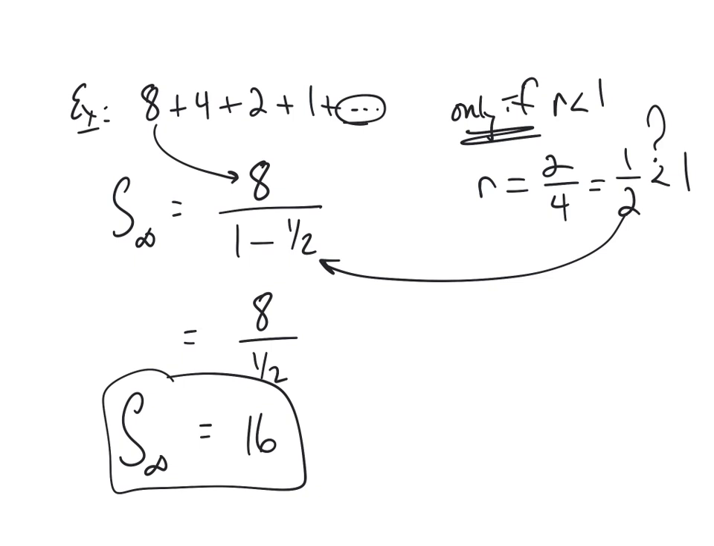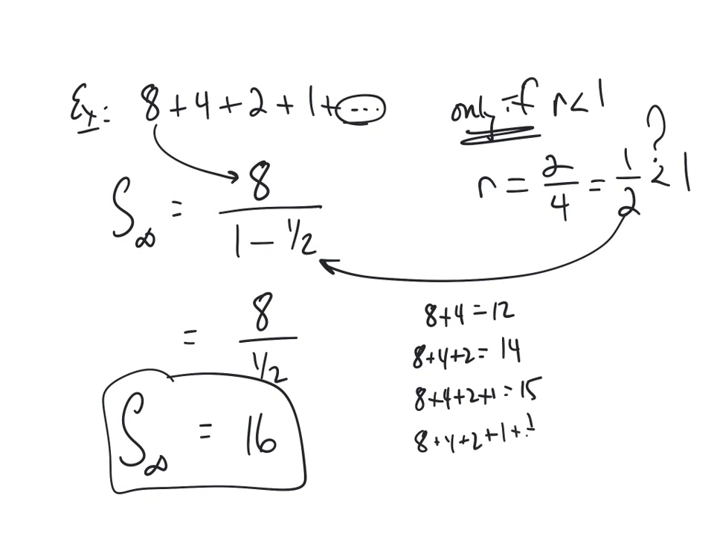Okay? And you might think, really? Is that really going to work? But if you think about it, when you add up the first 2 terms, we get 12. When you put on the next term, we get 14. When you put on the next term, we get 15. If we were to do maybe just a couple more, put on the next term, we'd get 15.5.